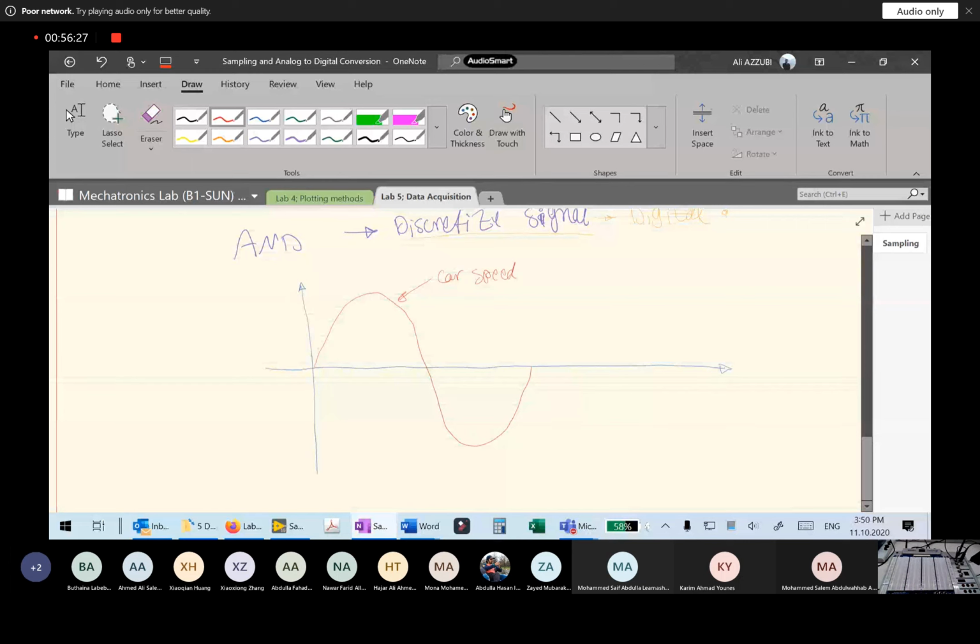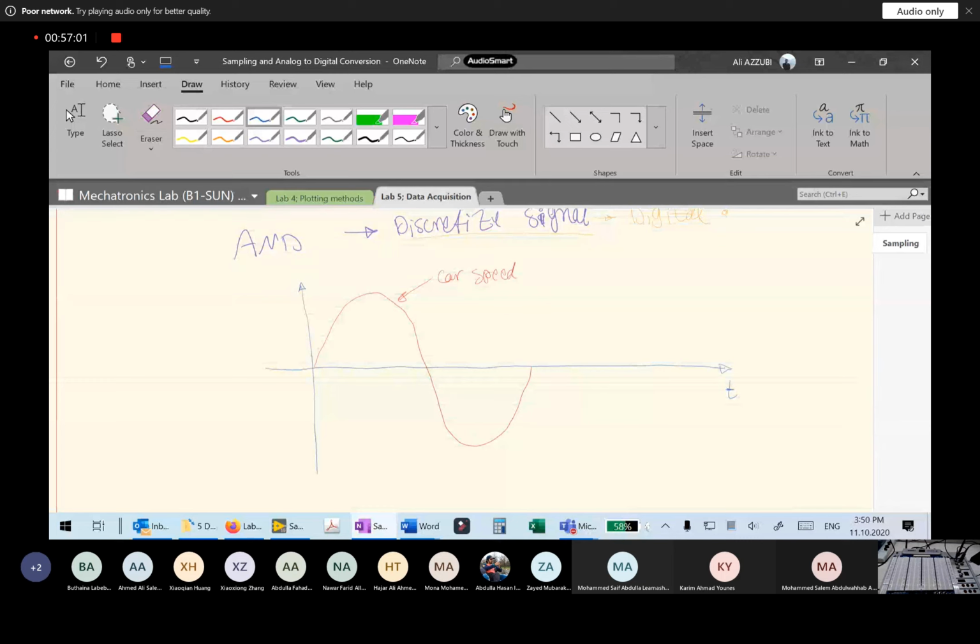The temperature of your body, is it continuous or discrete? Your body temperature. Yeah, continuous, right? Because my temperature doesn't jump from 30, 31, 32. It moves smoothly through all the numbers. So this is continuous, right?